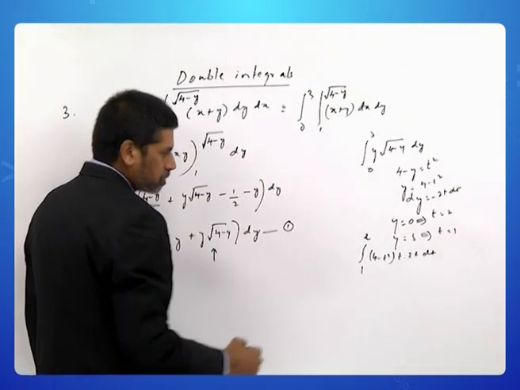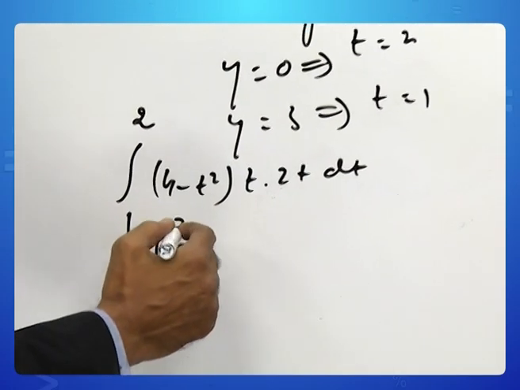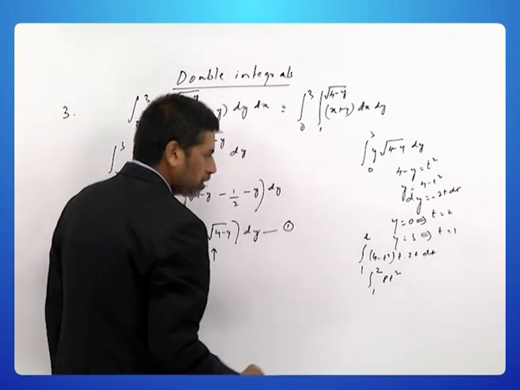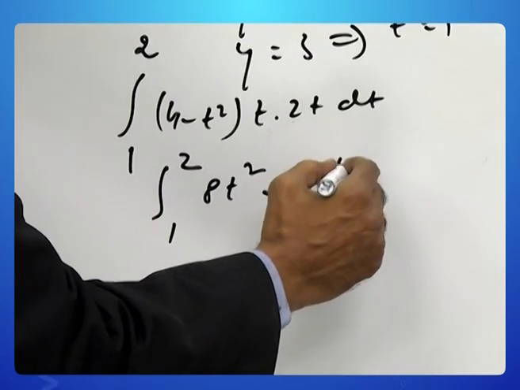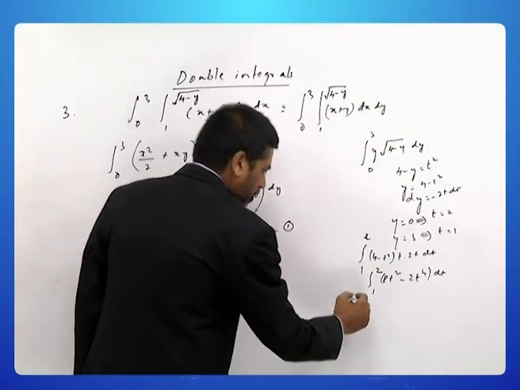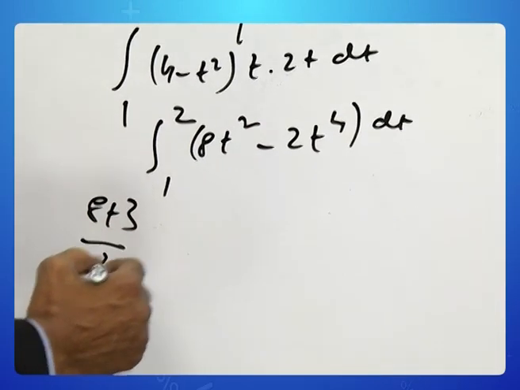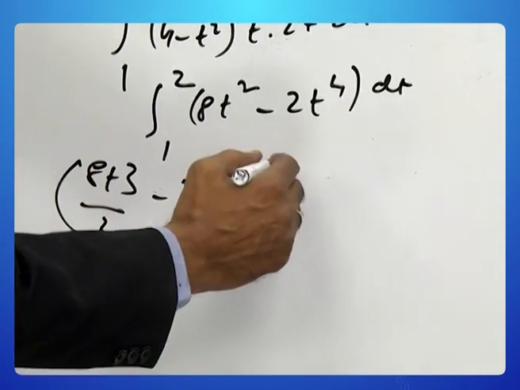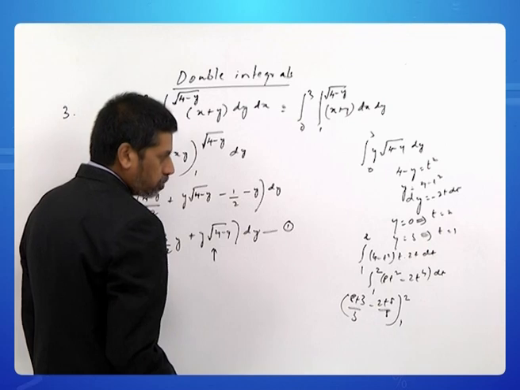Right? So what is it that we have to integrate? 2t squared into 4, 8t squared minus 2t to the power of 4. So this is 8t cubed by 3 minus 2t to the power of 5 by 5, from 1 to 2. Right? So how much will this come to?